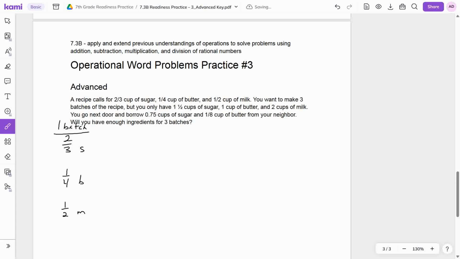So if I want to make 3 batches, I'm literally just going to multiply each of these by 3. And remember, when we do multiplication of fractions, you can always make your 3 into 3/1. So it's a little bit easier to visualize. And now you're just going to multiply straight across. So let's say 3 batches. Let's figure out what I need. That's going to end up being 6/3 or 2 cups of sugar. I'm going to need 3/4 cups of butter. And then I'm going to need 3/2 or 1 1/2 cups of milk.